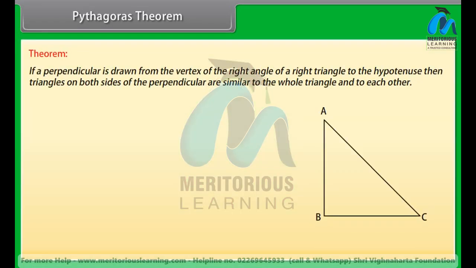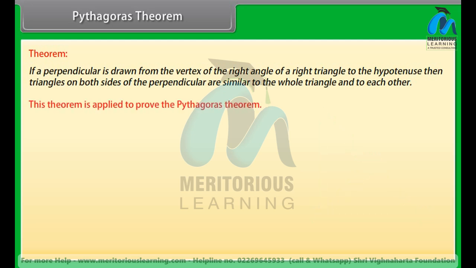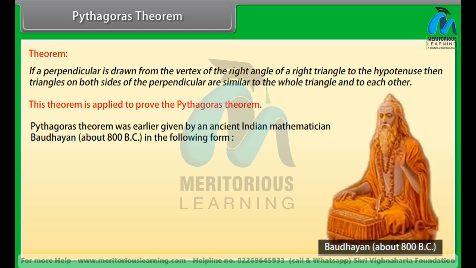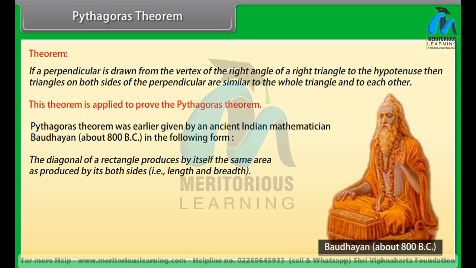Pythagoras Theorem. If a perpendicular is drawn from the vertex of the right angle of a right triangle to the hypotenuse, then triangles on both sides of the perpendicular are similar to the whole triangle and to each other. This theorem is applied to prove the Pythagoras Theorem. Pythagoras Theorem was earlier given by an ancient Indian mathematician, Baudhayana, about 800 BC in the following form. The diagonal of a rectangle produces by itself the same area as produced by its both sides, that is, length and breadth. This theorem is sometimes also referred to as the Baudhayana theorem.